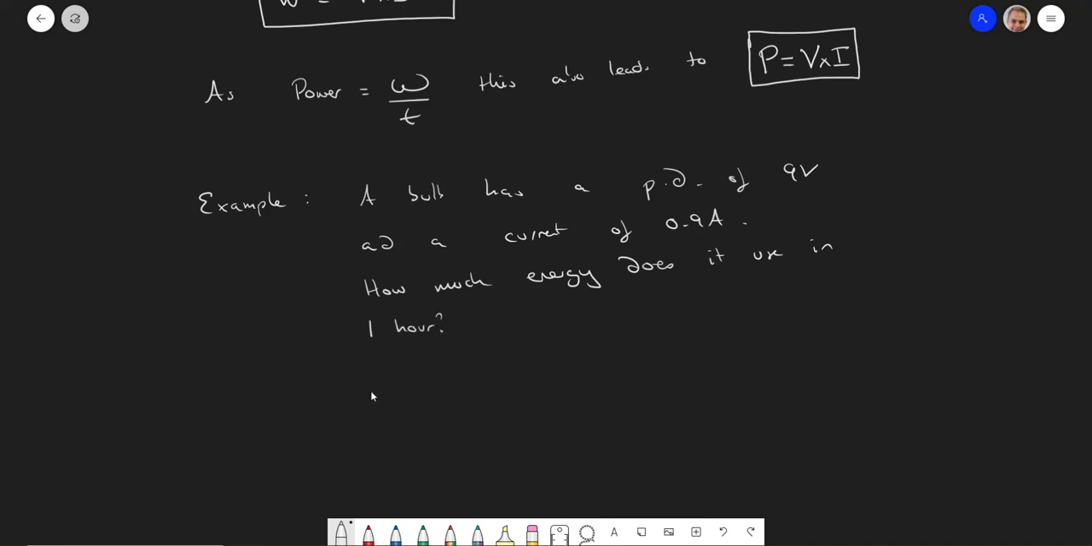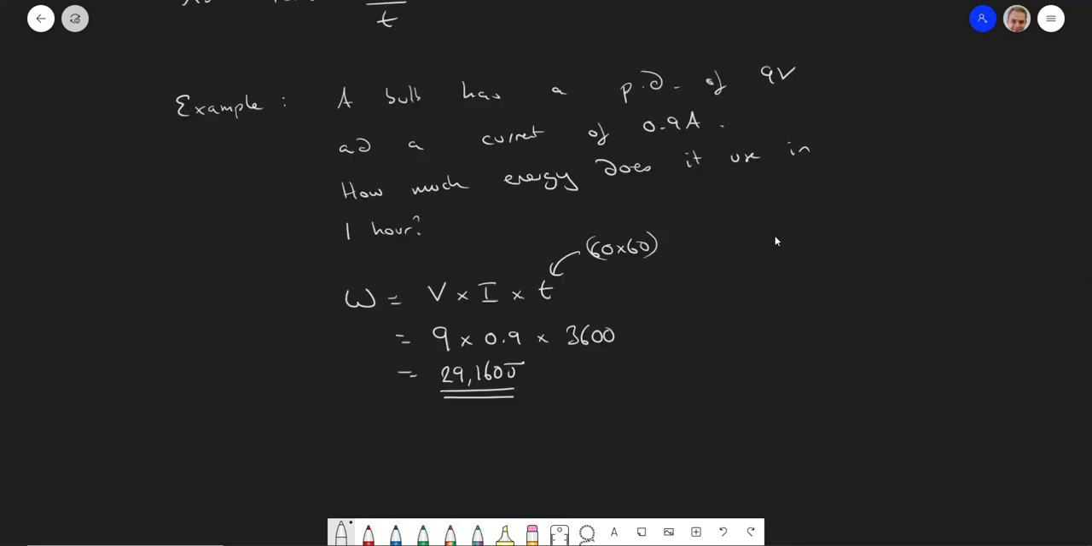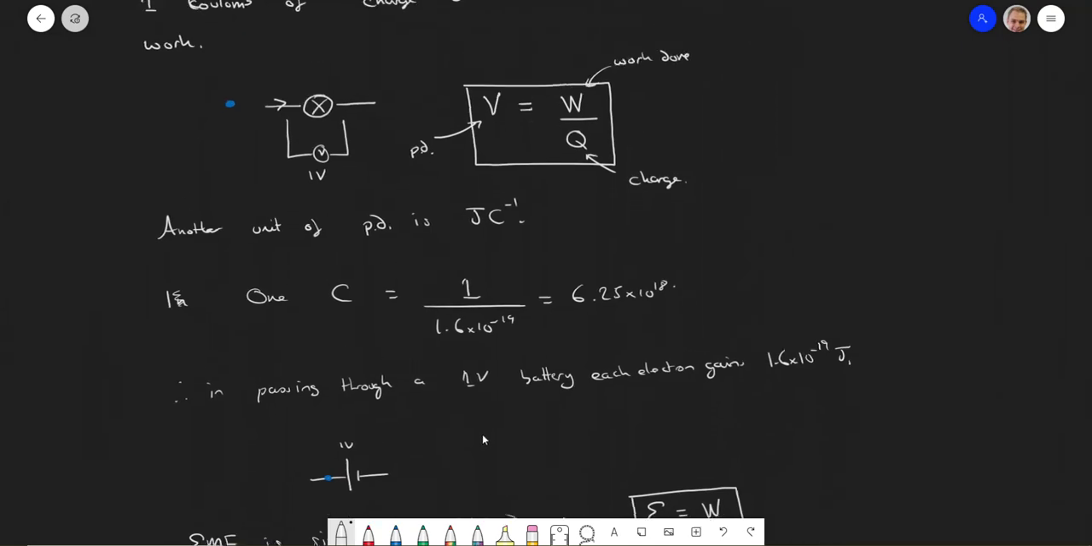Well, we've got work done is equal to potential difference times current times the time. So we've got 9 times 0.9 times time, which is 3,600, so it's going to be 60 times 60. And there we go, 9 times 0.9 times 3,600, and we get 29,160 joules. So those are some of the calculations that we can do.